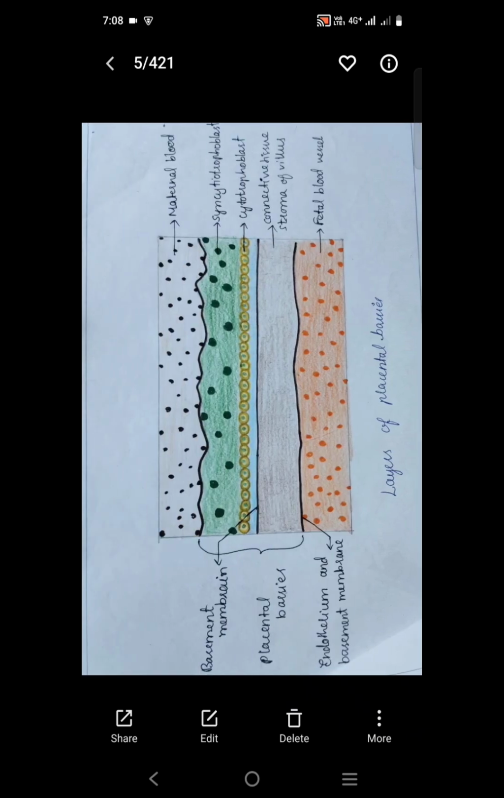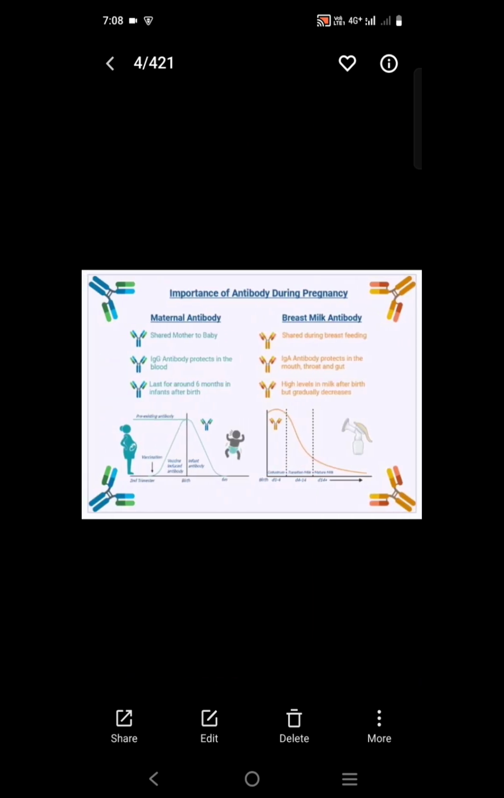And these are the layers. The green one is the cytotrophoblast, the blue one is the basement membrane, and the maroon color is the connective tissue, the stroma of the villus. These four layers are there, and they act like a placental barrier.